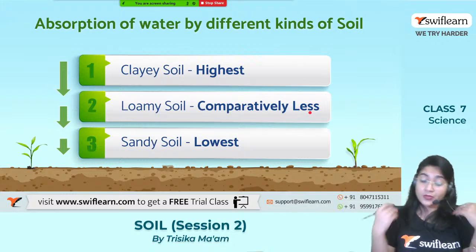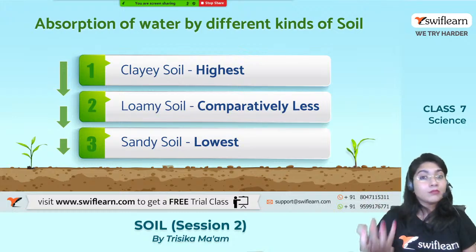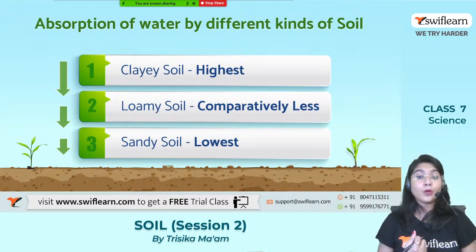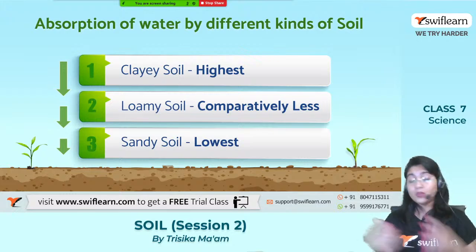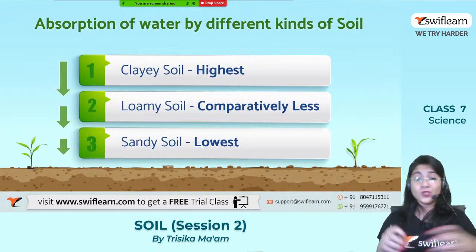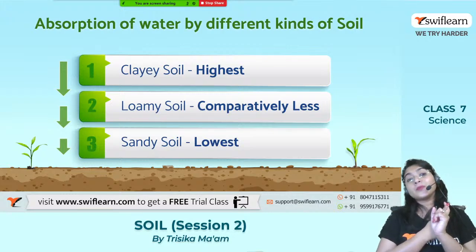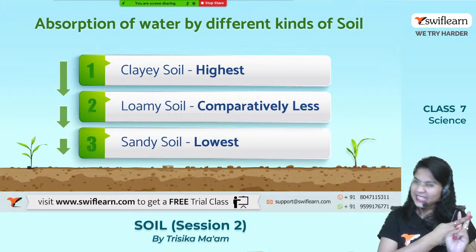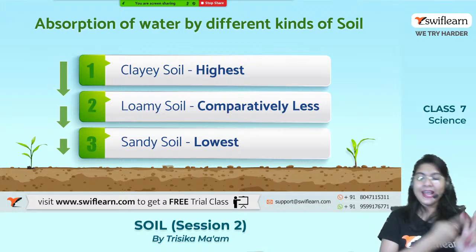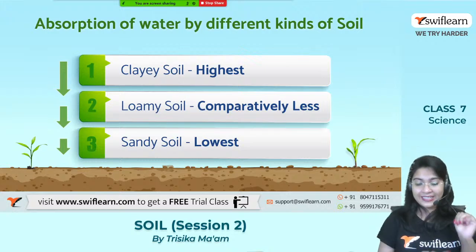As we have already seen, the sandy soil cannot absorb that much amount of water, but the water can drain through the sandy soil, right? Because the particles are very loose in the sandy soil. So the maximum water absorption capacity is there in the clay soil, then comparatively less in case of the loamy soil, and it is very less in case of the sandy soil.